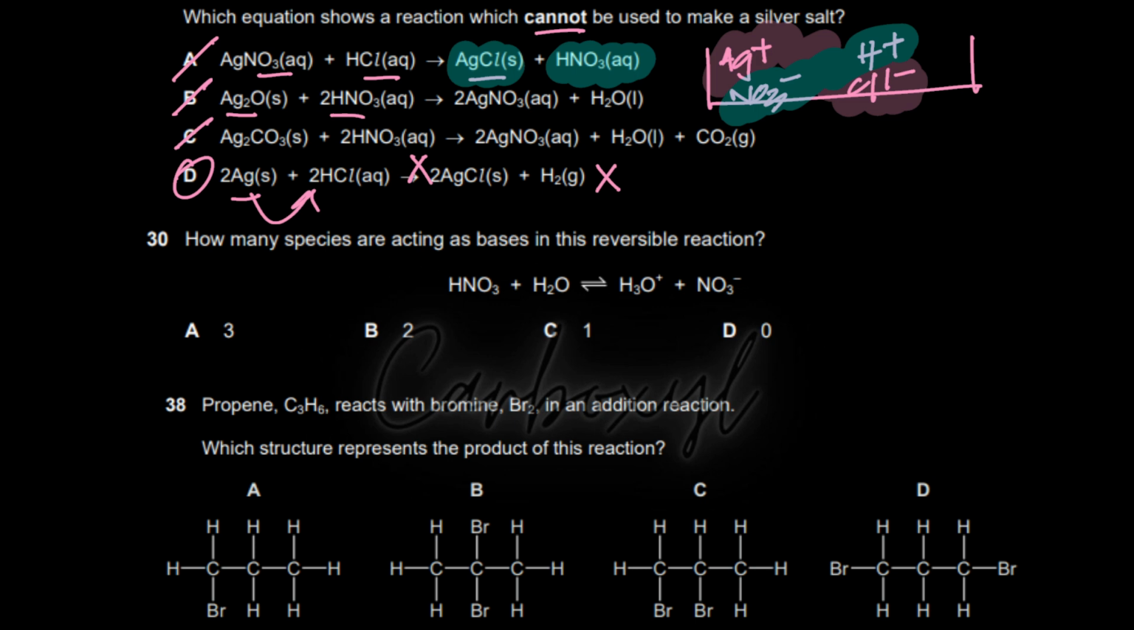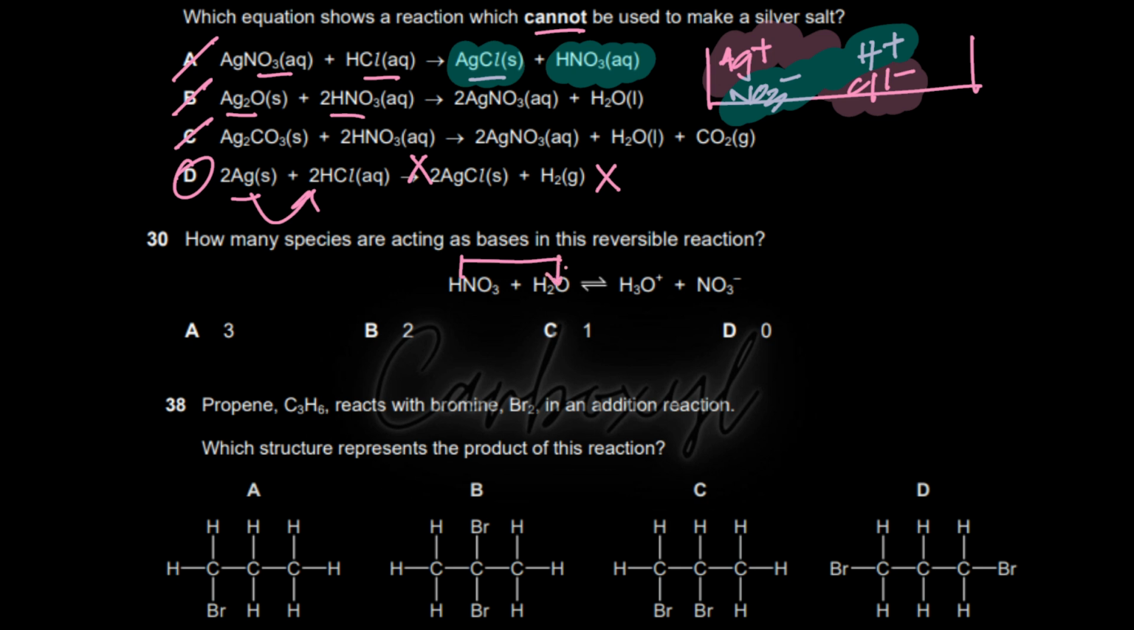According to Bronsted-Lowry, an acid is a proton donor and a base is a proton acceptor, right? Here, HNO3 is the acid because it's donating the proton to give you the nitrate ion, and once it donates a proton, the H2O goes into H3O plus, right? And you could think about it like this.